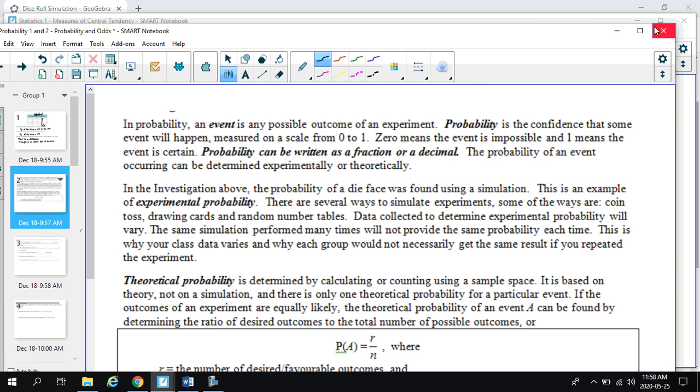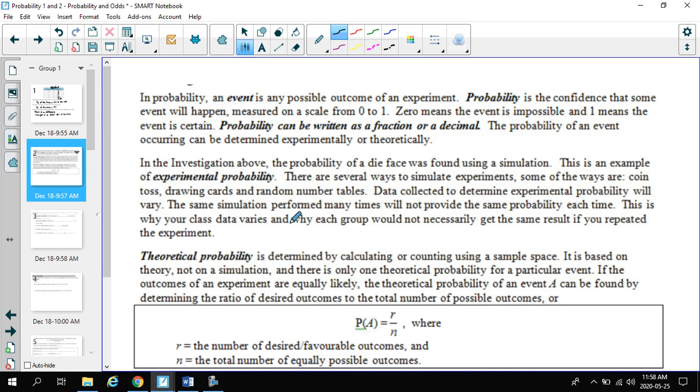So the next part, sorry, I'll try to full screen this. So in probability, an event is any possible outcome of an experiment. Probability is the confidence that some event will happen, measured on a scale of 0 to 1. So this is important with probability. We're going to use the scale of 0 to 1. 0 means that the event is impossible, so will never happen. And having a probability of 1 means that the event is certain or guaranteed.